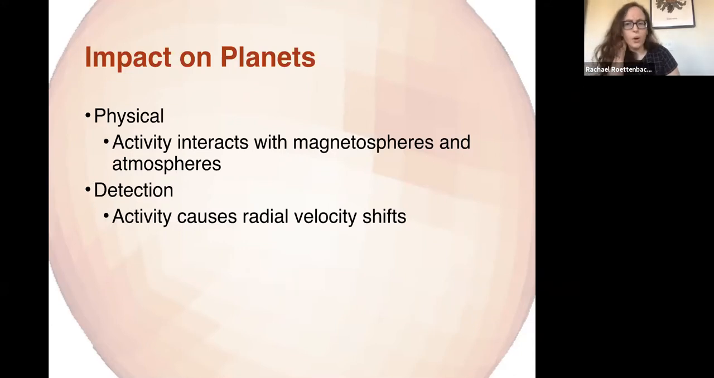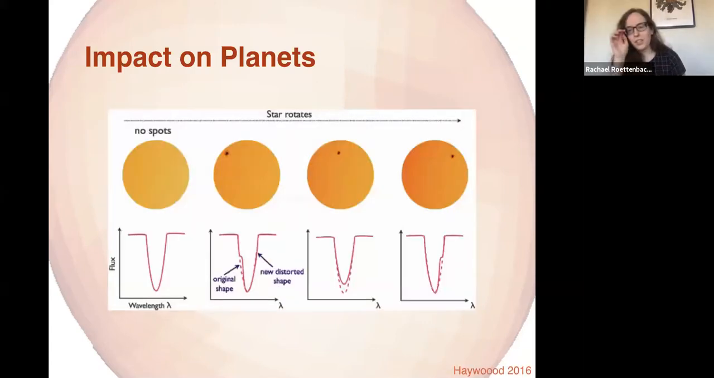And we also see that these have an impact not necessarily on the planets themselves, but on our ability to detect them. We know that stellar activity can cause some radial velocity shifts. And here's a nice little cartoon from Rachael Haywood, where she shows that all the way on the left is a spotless surface, and you can see the absorption line below it. And you can see that there's no real shift happening. It's just the absorption line as it is.